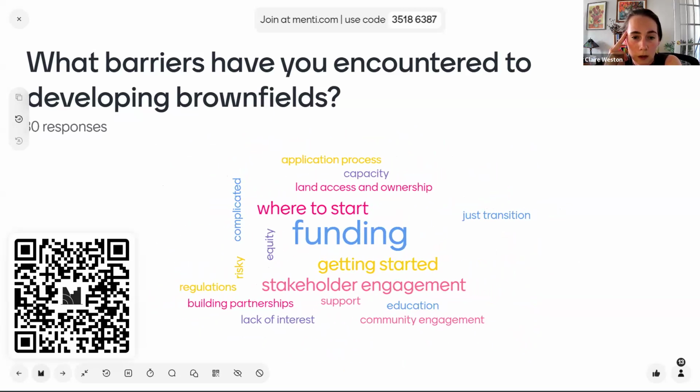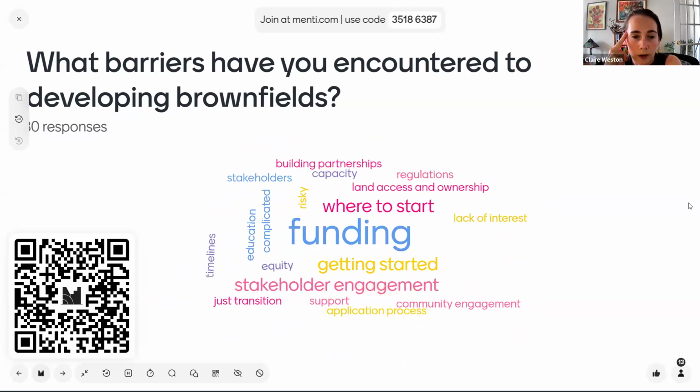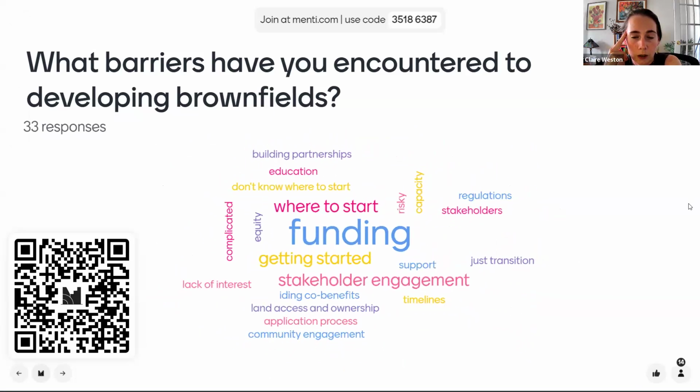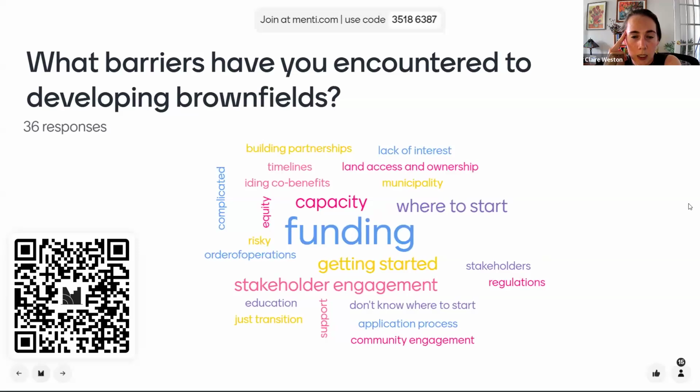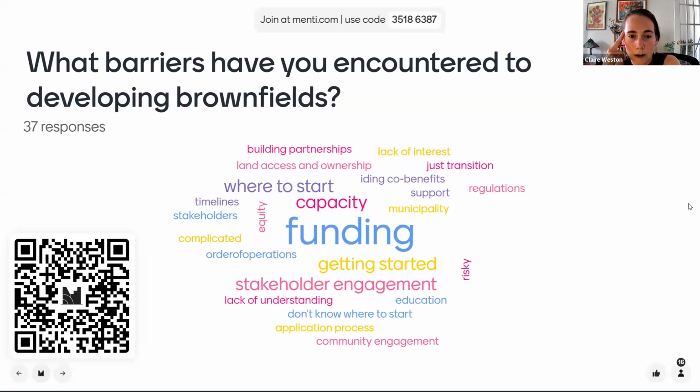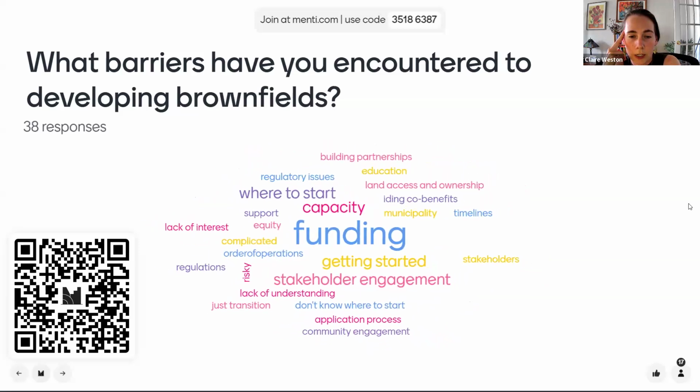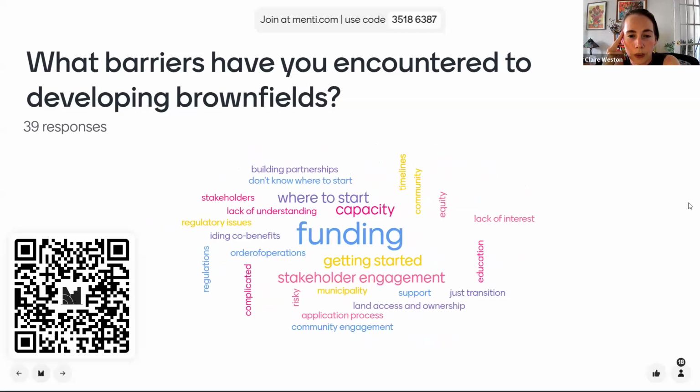Stakeholder engagement. Okay, we are definitely starting to see some trends emerging here. Just transition, application process. Okay, so we've got some big ones that are really coming to the top, including capacity, where to start, funding, getting started, and stakeholder engagement. Okay, this is really, really helpful to see where people struggle. I mean, we're familiar with this, but it's really validating to see some of the challenges that people encounter.